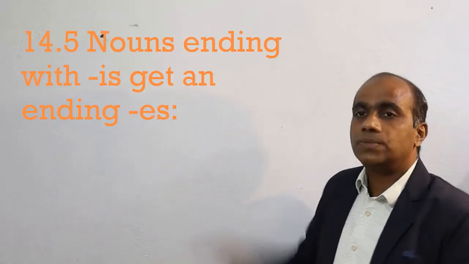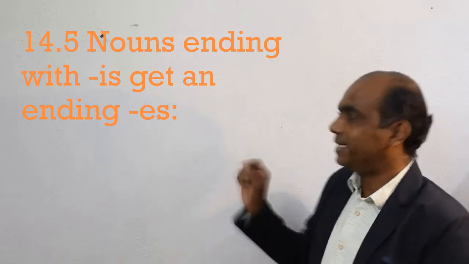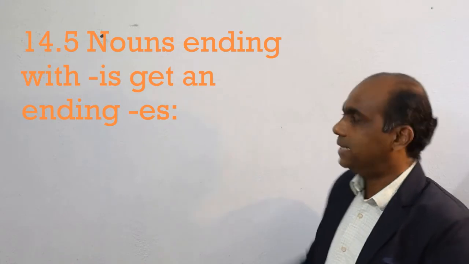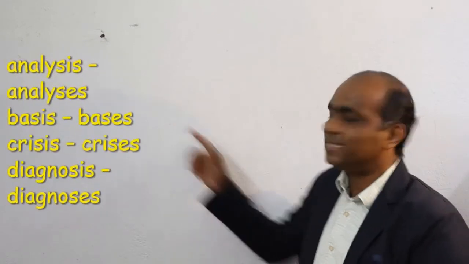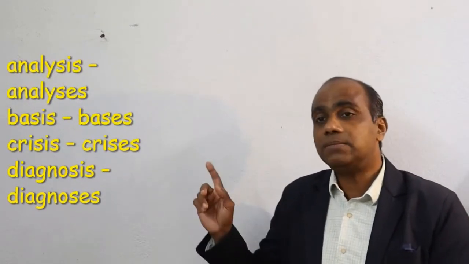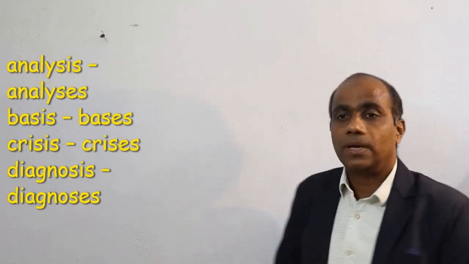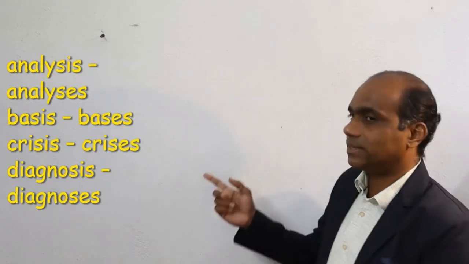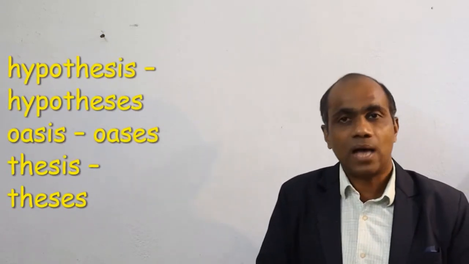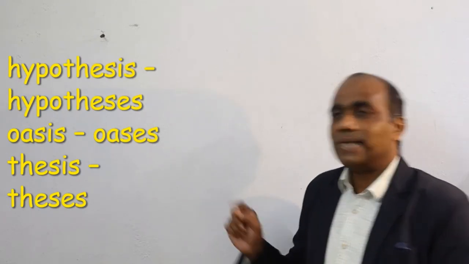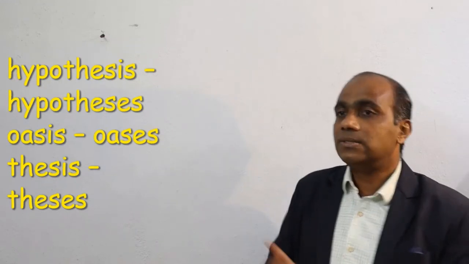Now nouns ending with is get an ending of es. Examples we have many: analysis, analyses. Basis, bases. Crisis, crises. Diagnosis, diagnoses. Hypothesis, hypotheses. Oasis, oases. Thesis, theses.